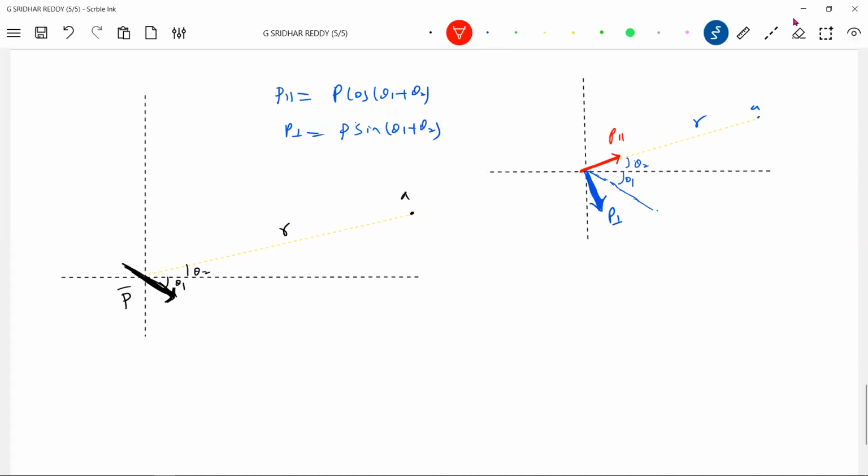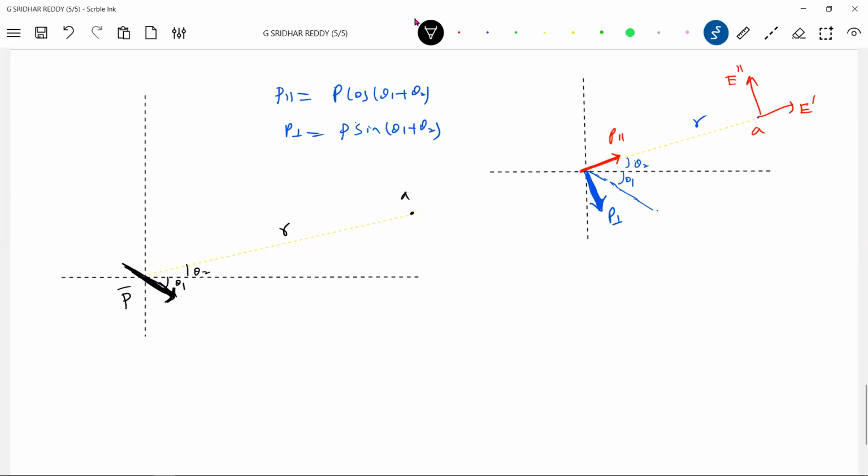So let me write E1, this will be E2. E parallel, E perpendicular, or I think this will be more confusing for you. E dash, E double dash, I'll write. What is E dash? E dash is due to only P parallel at point A. What about E double dash? E double dash is due to P perpendicular.